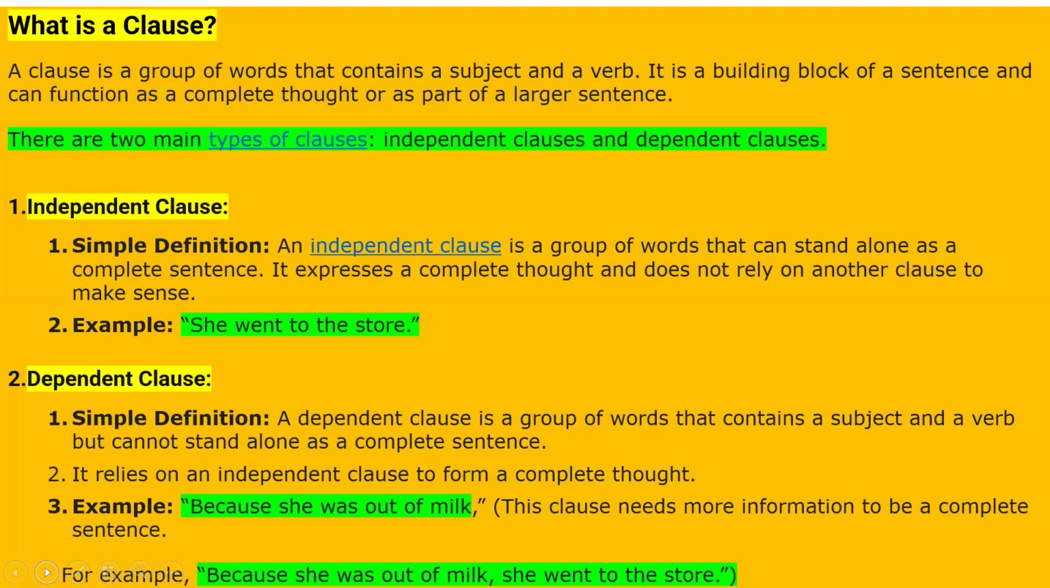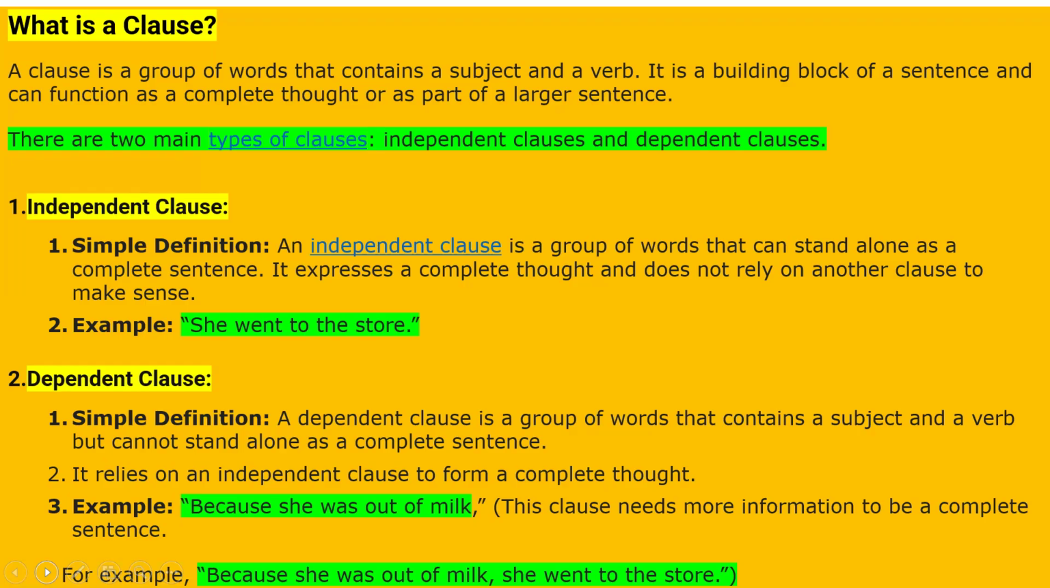The dependent clause, as the word suggests, depends on others. It also contains a subject and a verb, but it cannot give complete meaning. It always requires an independent clause to give its complete meaning. So it cannot stand alone. It depends totally on an independent clause to give a complete, proper meaning, a complete thought.